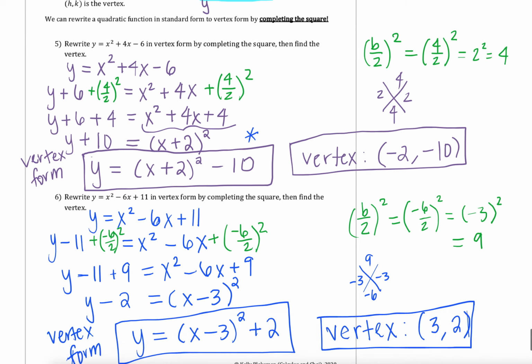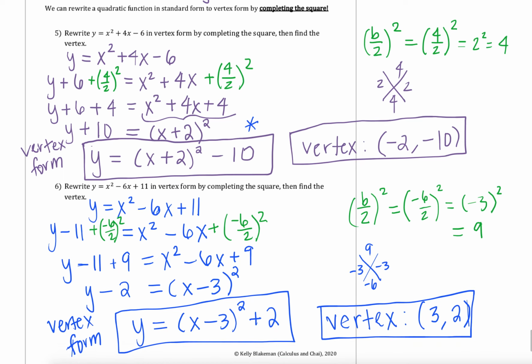And not only from here can we determine what the vertex is, but now that we're in vertex form, we could list our transformations, we could have the start points, apply the transformations to the start points, figure out what points we'd want to graph, and then from there find the domain, the range, and the axis of symmetry for this graph, as well as determine if the vertex would be a maximum or a minimum.